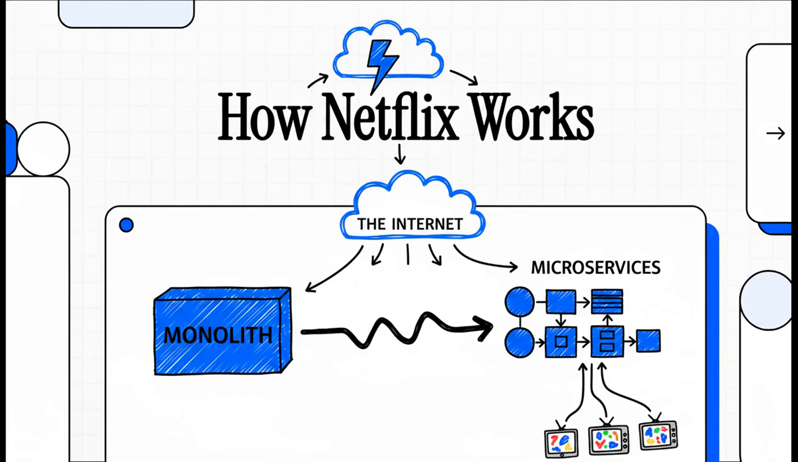You ever hit play on a new episode of a huge show right as it drops and wonder how millions of other people are doing the exact same thing without the whole thing just crashing? Well, it is definitely not magic. It's an incredible story about software architecture, and we're going to break down exactly how Netflix did it.